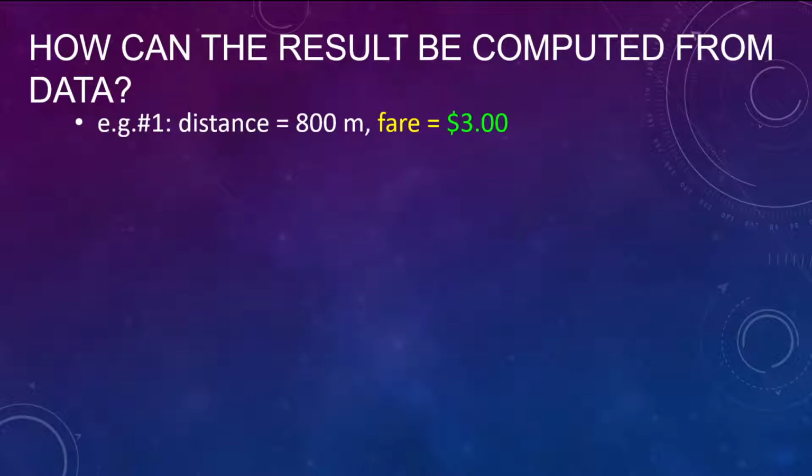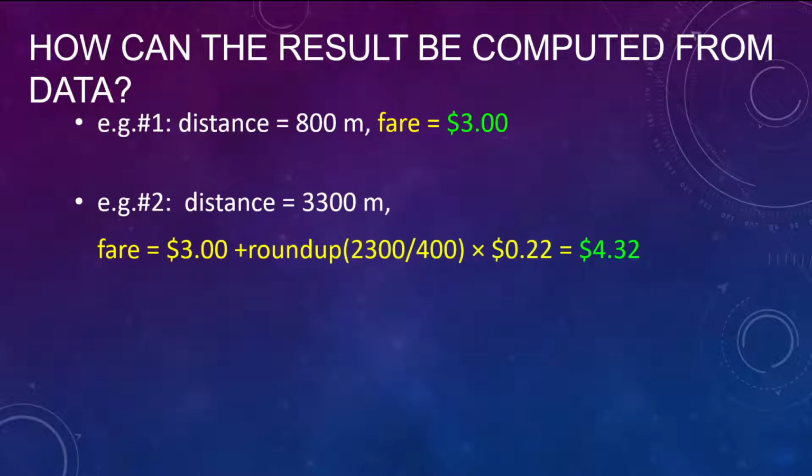In the first example, if my distance is 800 meters, because it's less than 1,000 meters, the fare will be $3. If my distance is 3,300 meters, I will take $3 because I've traveled 1 km already. Then I'll minus off 1,000, so 3,300 minus 1,000, and then divide by 400, and I'll round up. Round up because remember it's every 400 meters or less. Then take the number, multiply by 22 cents, I get $4.32.